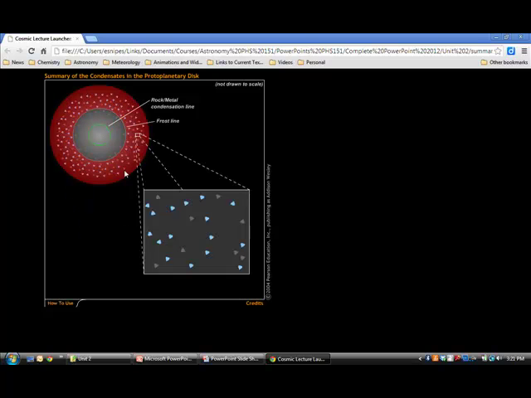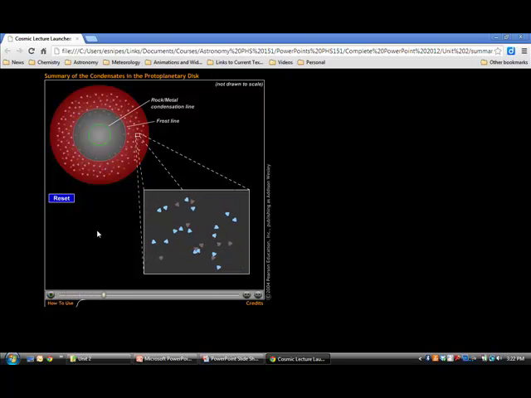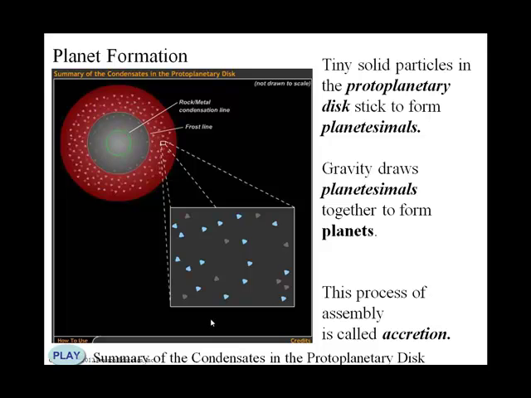Then let me go ahead and click a region outside the frost line. And now you see we have the gray, which represents the metals and rock, and then we have the blue, which would represent those hydrogen-containing compounds like water, methane, and ammonia. So see, it's a different cast there. Okay, but again, planetesimals and a process we call accretion.